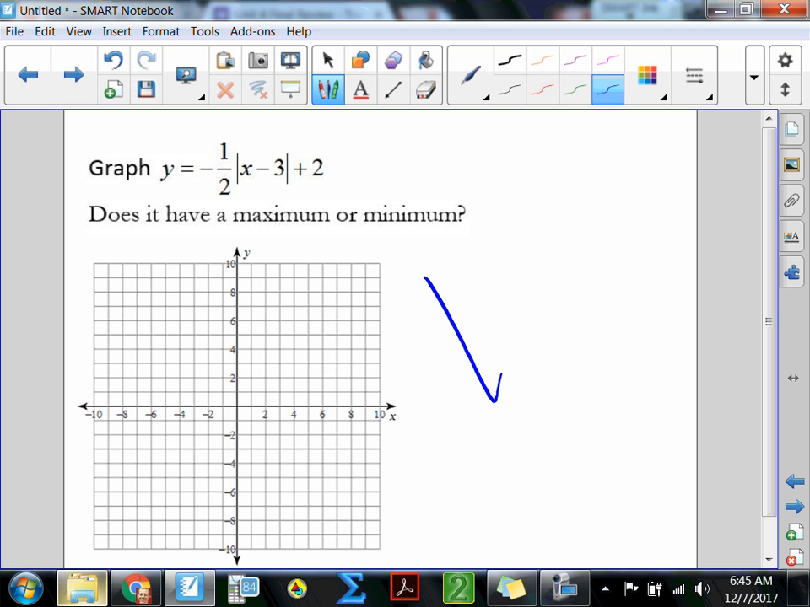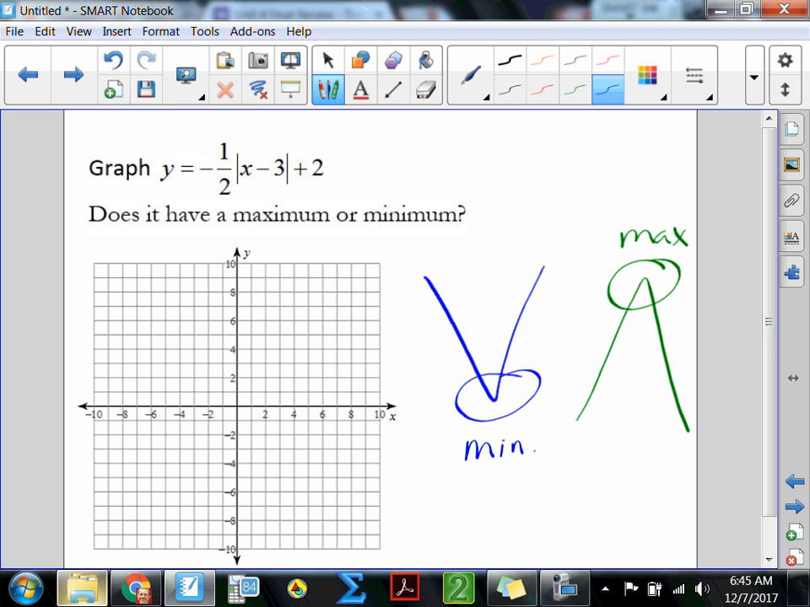An absolute value graph looks like a normal V. If it's reflected, then it's upside down. This point is the maximum value on the graph because it's the highest y value on the graph. If it's not reflected, then I have a minimum value because it's the lowest y value on the graph.